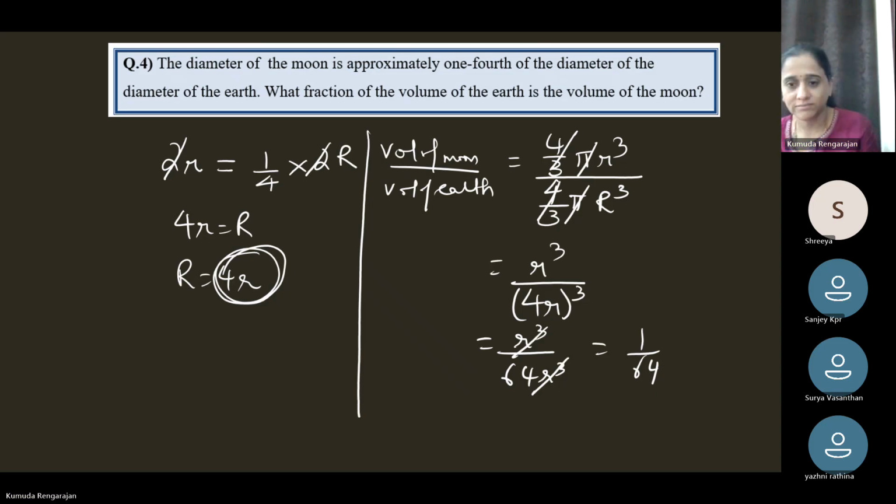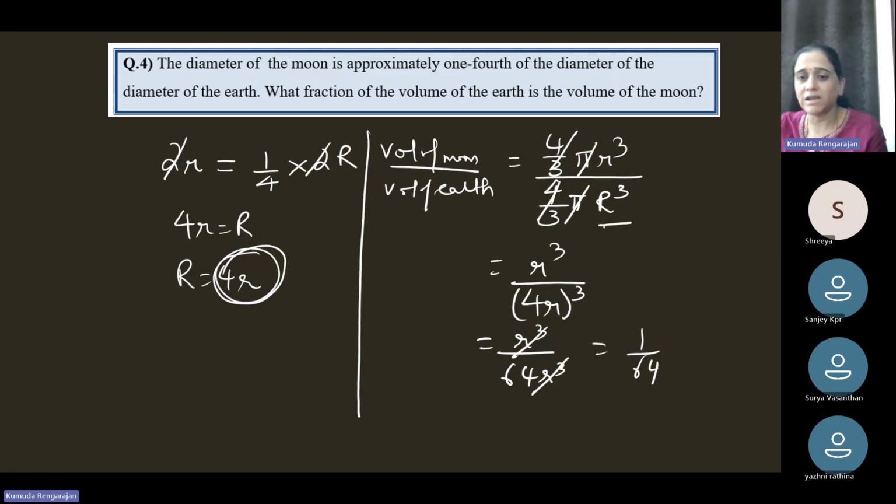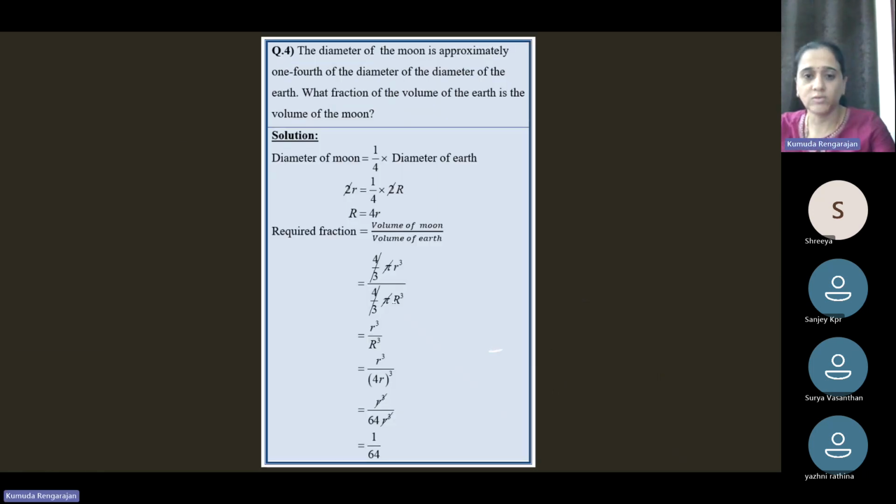All right? Okay. Got it, children? We need to find the volume of the moon by the volume of the earth. Both are spheres. So 4 by 3 pi small r cube by 4 by 3 pi capital R cube. 4 by 3 and pi get cancelled in the numerator and denominator. Then we know this capital R is 4 times small r. So we substitute 4 times small r, the whole cube, instead of capital R. Then this is 64 r cube. The r cube gets cancelled and we get 1 by 64. That's what you have here.